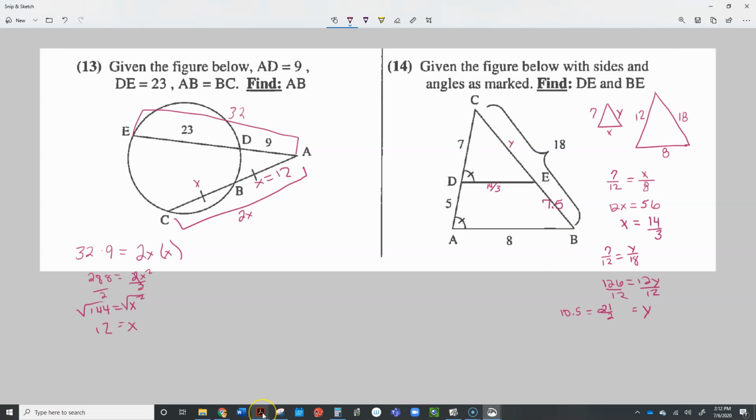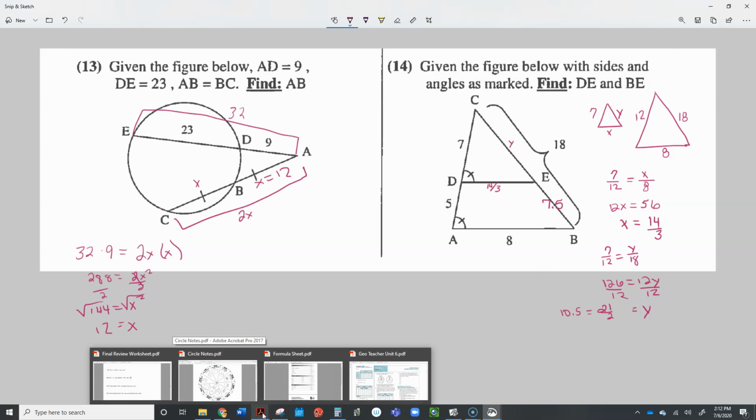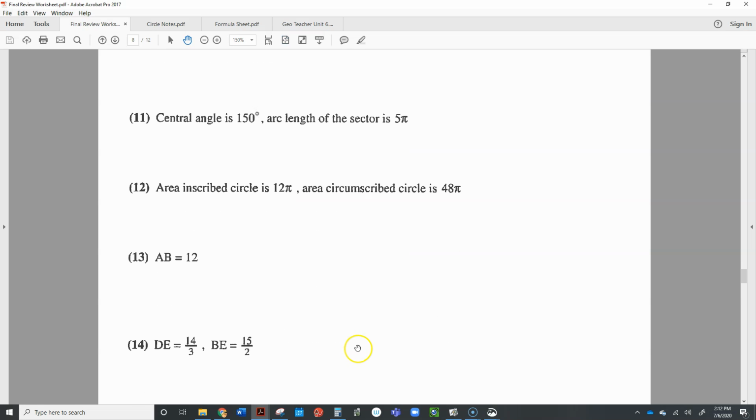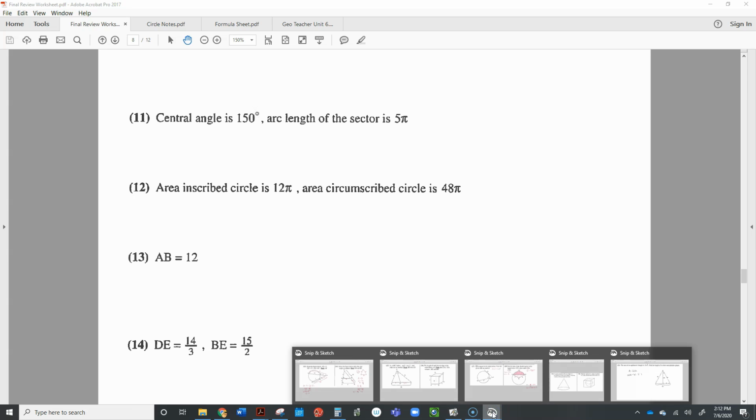So if we go check the answer real quick, this is number 14. Yep, they got 15 over 2, which is 7.5. So they got the 14 over 3 and the 15 over 2. So we got the right answers.